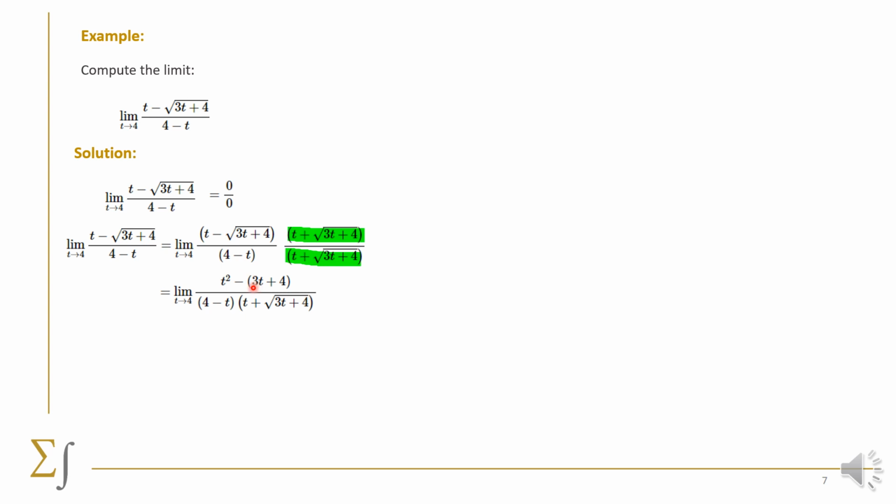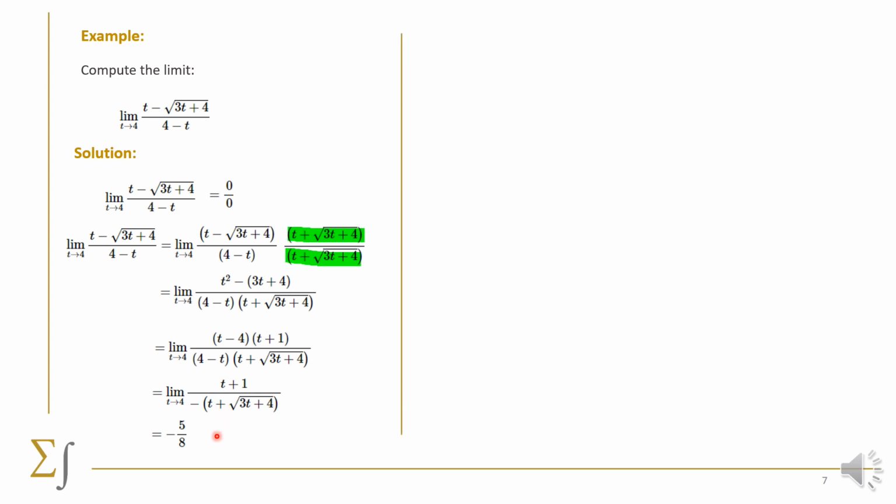So squaring the square root will cancel 2 with the half in the exponent, so we'll be left with 3t plus 4, all divided by the denominator, which is the product of 4 minus t and the bracket t plus square root of 3t plus 4. Now we simplify the numerator. We see that there is a 0 factor. We cancel t minus 4 and 4 minus t, and we are left with a minus 1. So here we get t plus 1 in the numerator, and here is the minus 1 I said, into t plus square root of 3t plus 4. Now we substitute for any t here. With a 4, we get minus 5 over 8.